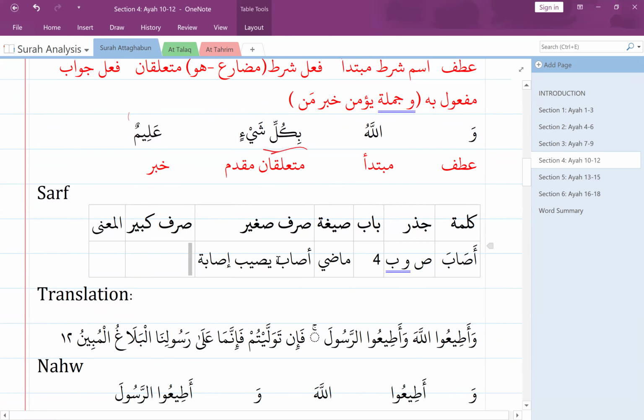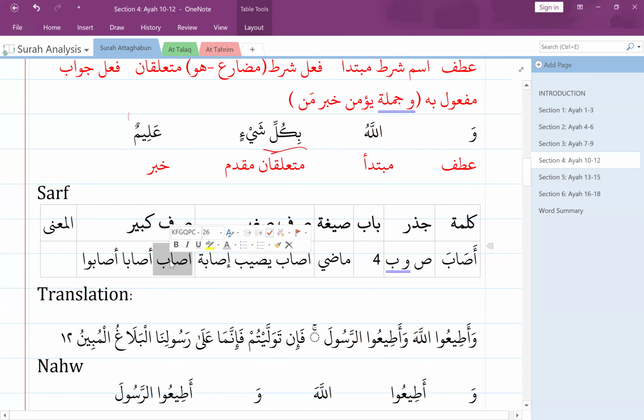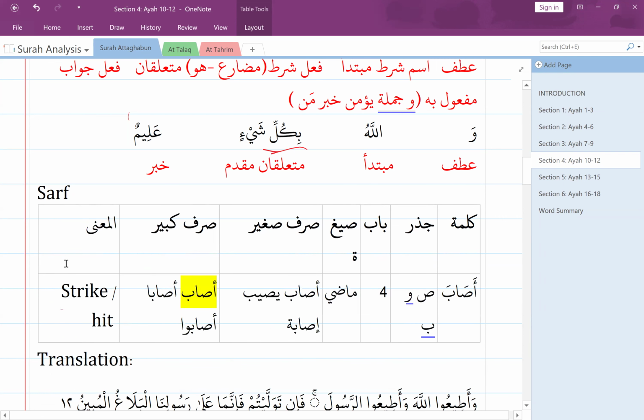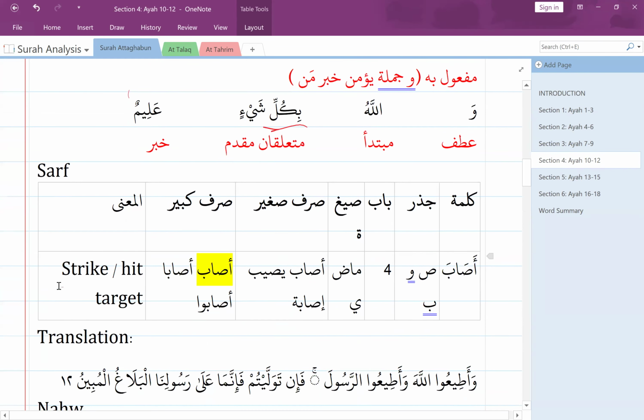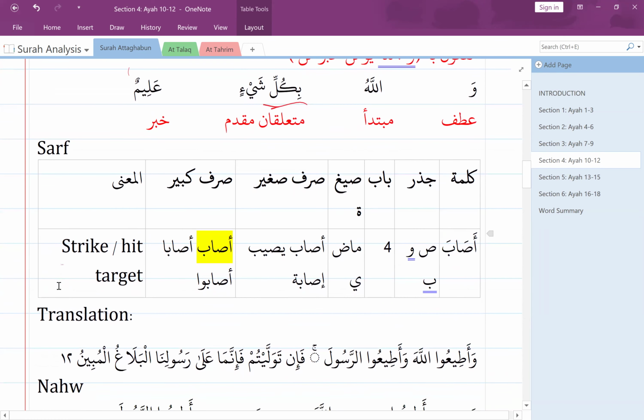So sarf kabir is asaba, which is the first siga itself. Yes, we have asaba, asabu. So the meaning is it strikes or it reaches, to strike or to hit the target. It hits, because it is the first siga. So it hits or it targets. Good. Any questions on that one?